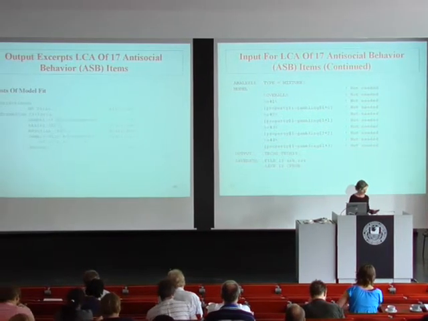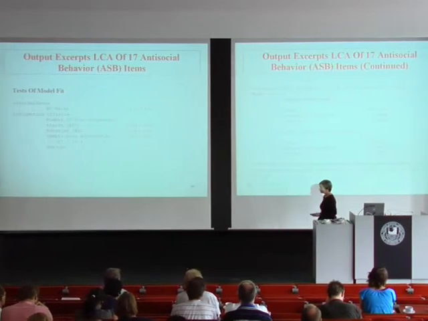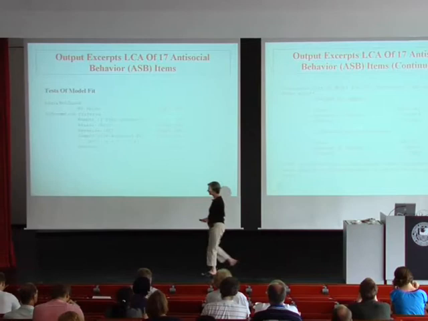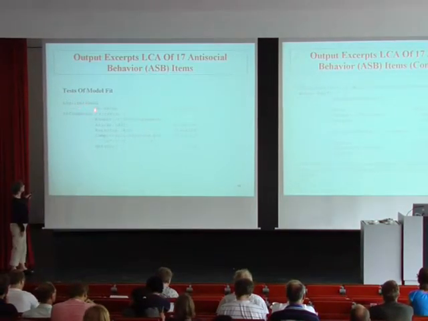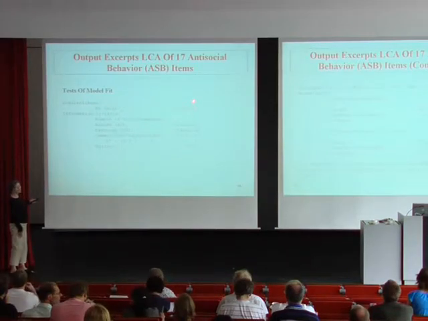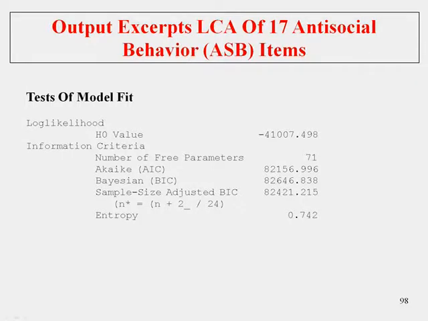Okay, so now we're going to take a look at some of the output. Under tests of model fit, this is where we picked up the log likelihood values that we put in the tables. You get the log likelihood values, then certain information criteria: the number of free parameters, the AIC, BIC, sample size adjusted BIC, and entropy all come at the beginning of the results under tests of model fit.